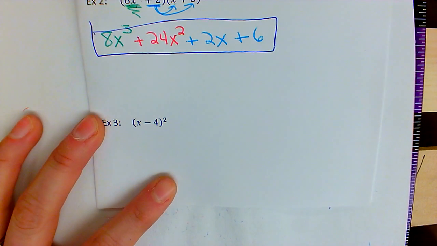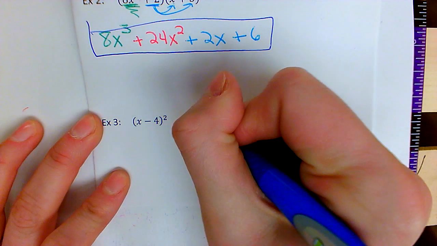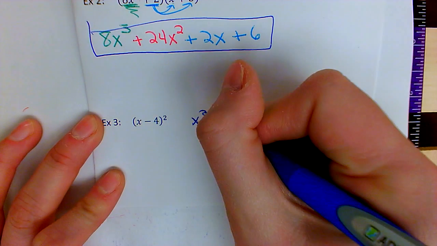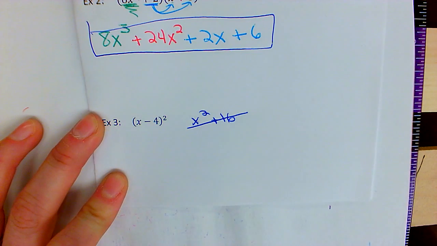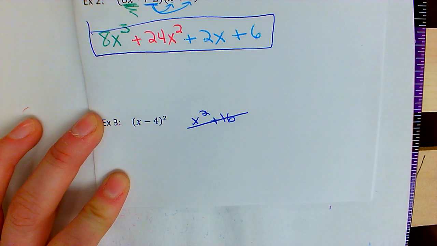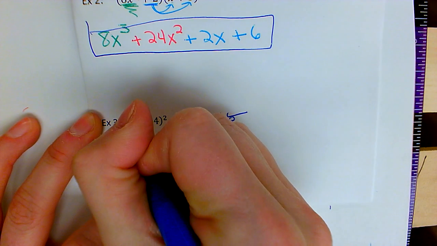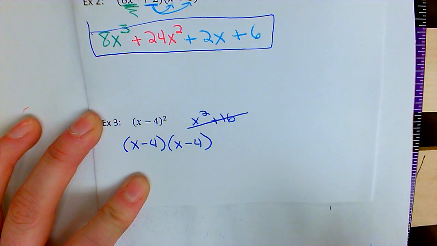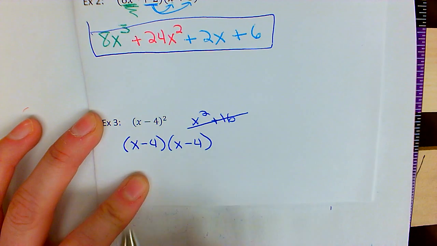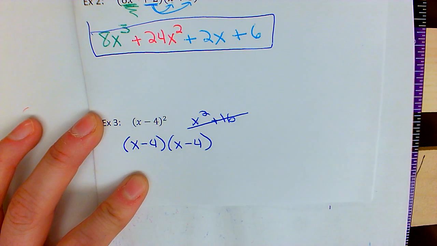Now, if you were tempted to say, okay, my answer is x squared, negative 4 squared gives me a positive 16, so that's my answer, you're wrong. Remember that when you have that exponent on the outside, that means that entire set of parentheses has to be repeated twice. So now it's easier to see that this is actually just another FOIL problem.